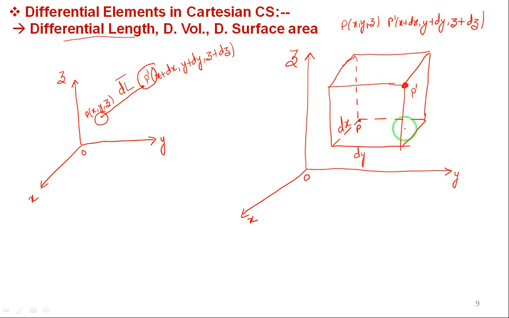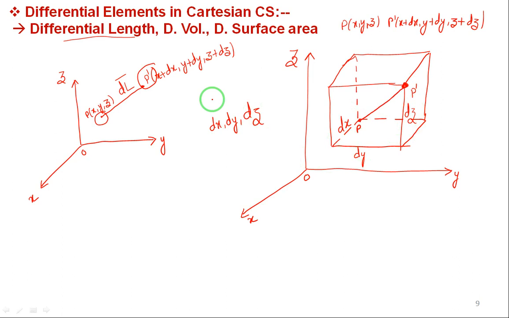Then in the top and bottom surfaces, here at the top z coordinate is z plus dz, in the bottom it is simply z, so z plus dz minus z, I will be getting dz. These are the differential elements. The differential elements are dx, dy, dz. Dx, dy and dz are the differential elements, right? Next, differential length I have told you.